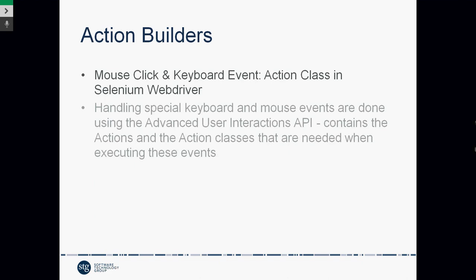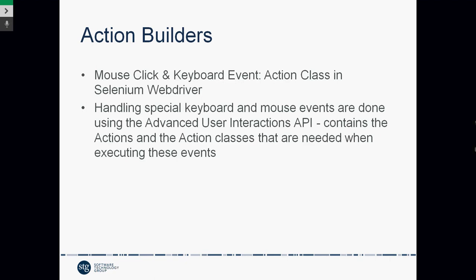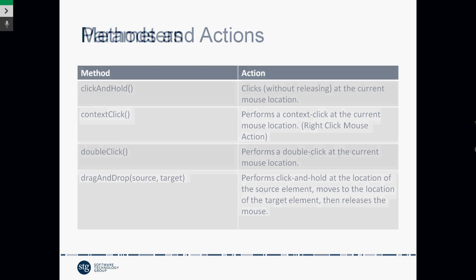How do you use an action builder? This is how you would do the mouse and your keyboard. It handles anything that you would do on your machine. You do a click and hold, context click is right click, double click. These are pretty self-explanatory. Drag and drop. You have to have a target and source.